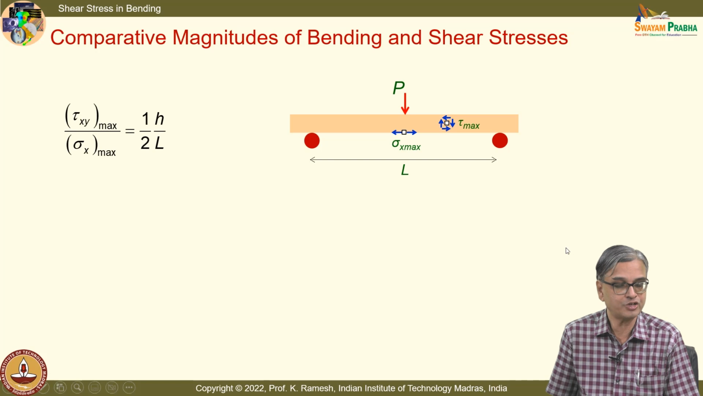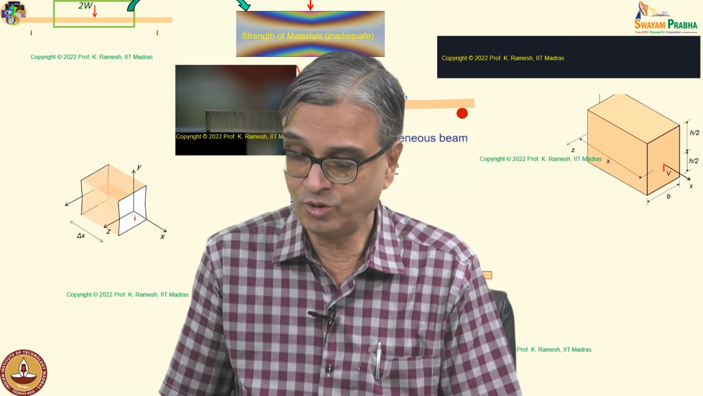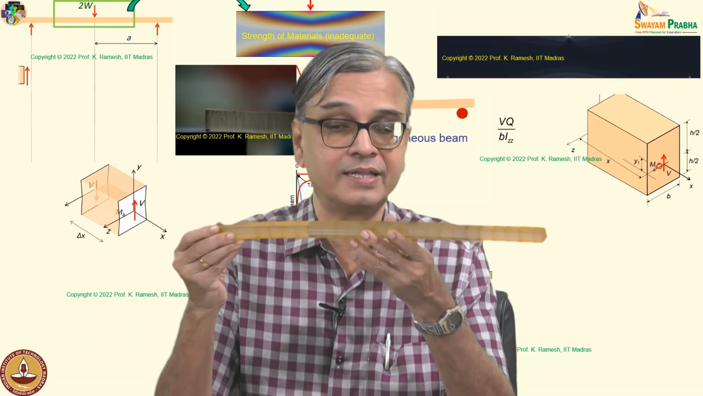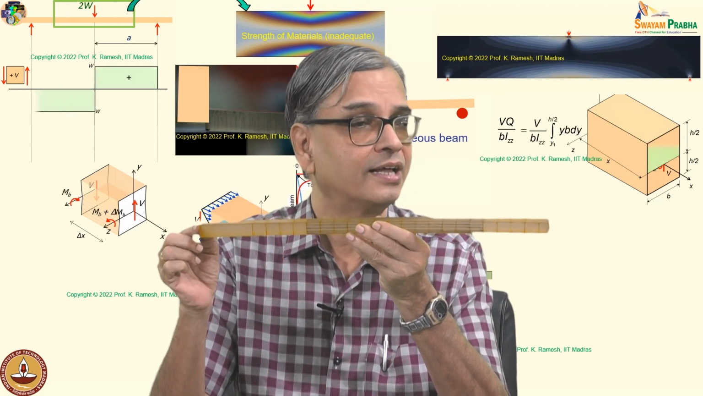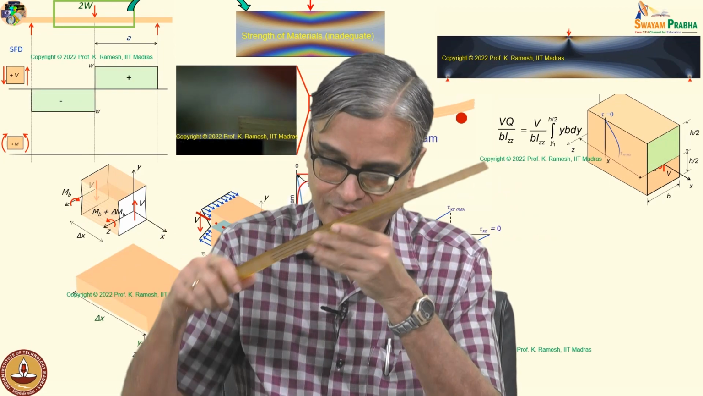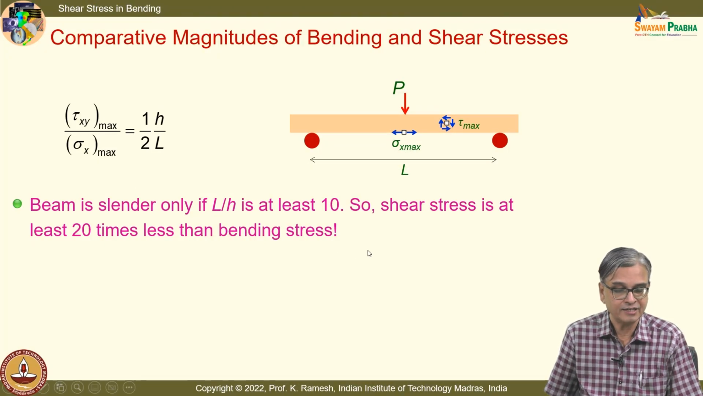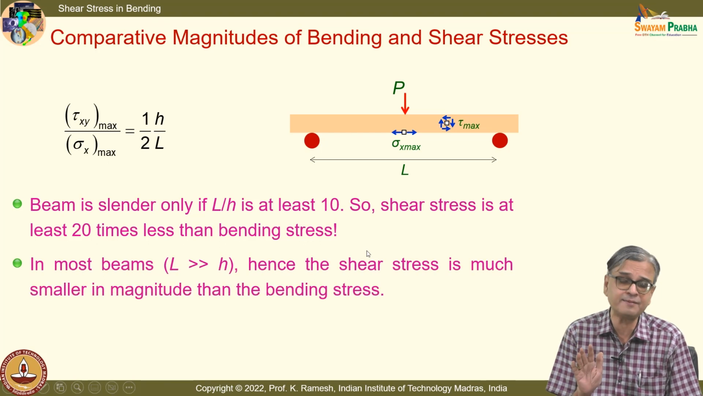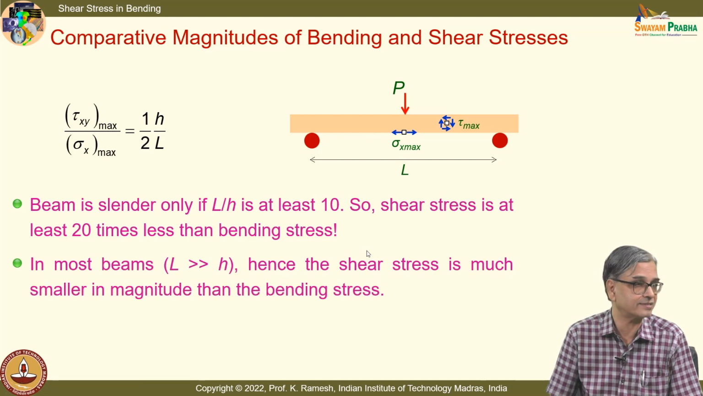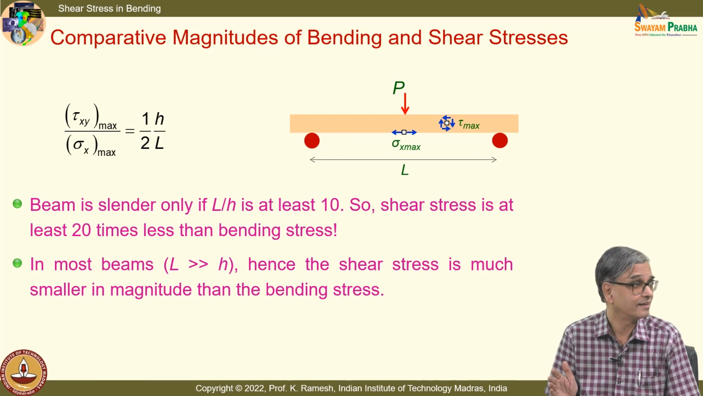And the ratio is 1 by 2 H by L. And we want to have a slender beam. The depth should be much smaller than the length of the beam. Normally you have this ratio as 10. So, shear stress is at least 20 times smaller than the bending stress. Isn't it surprising? Okay.